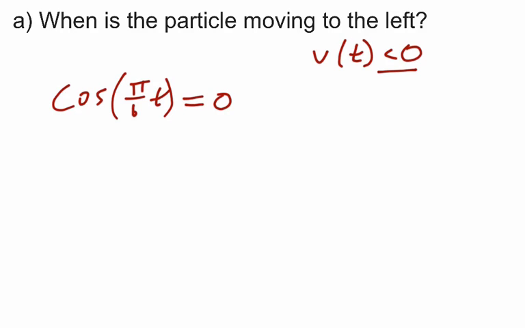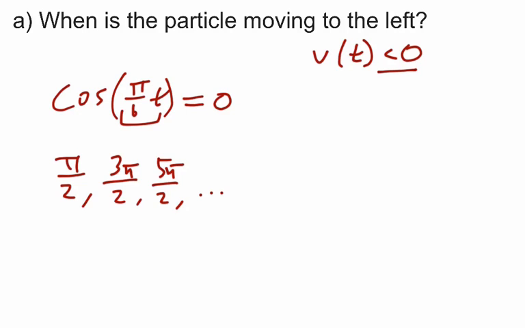So let's think about our unit circle. And the x value, the value where cosine is 0, is going to be at pi over 2 and 3 pi over 2 and, going around, 5 pi over 2, etc. And so these are going to equal pi over 6 t. So I'm going to divide each of these by pi, and then I'm going to multiply each of them by 6 to get rid of the 6.